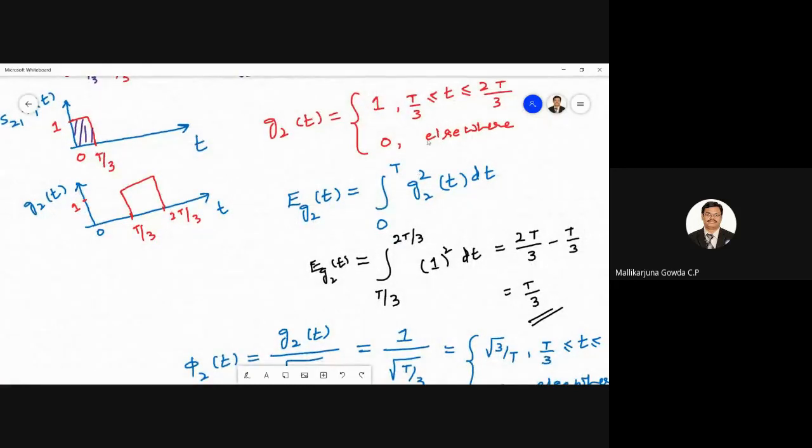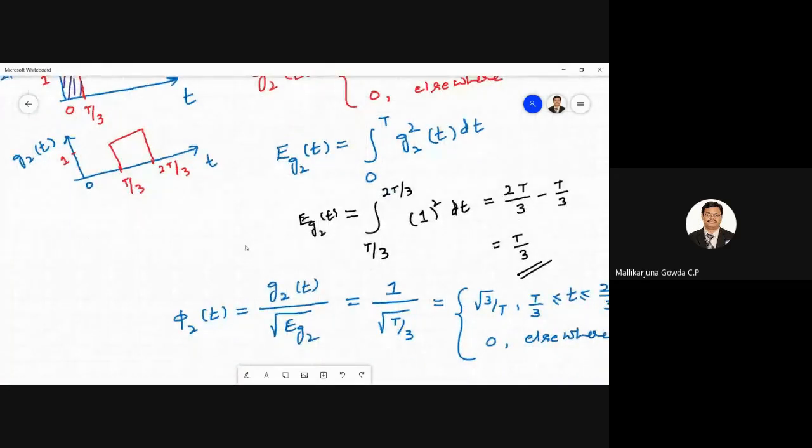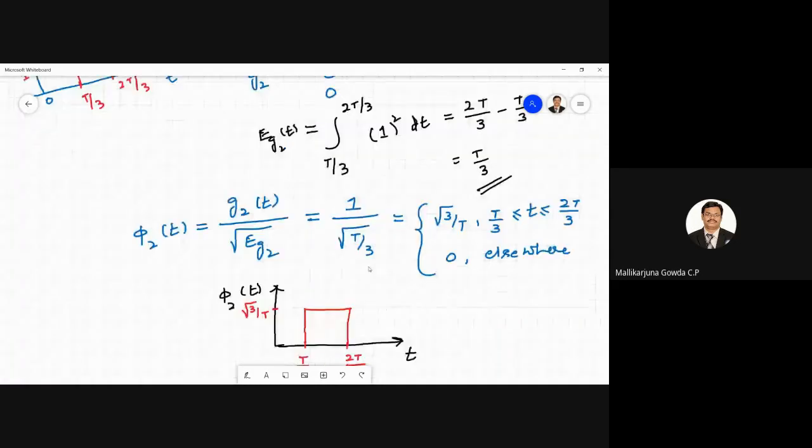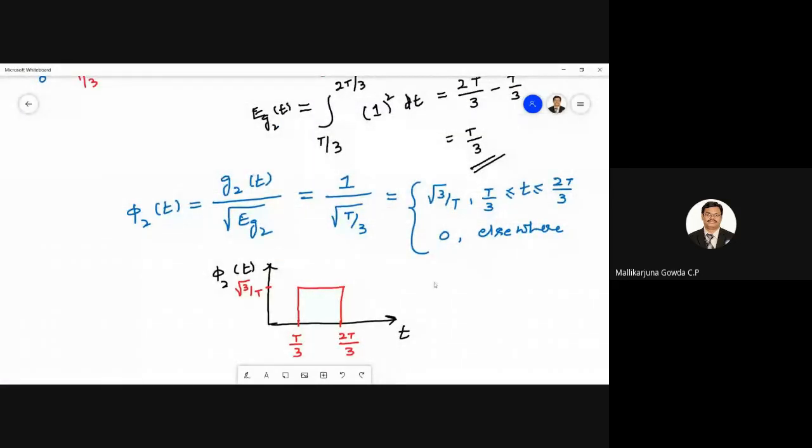Here I need to substitute limits for g2(t) because it exists from T/3 to 2T/3. Hence I have taken the integral limits as T/3 to 2T/3. With that I got the energy of the signal g2(t) as T/3, right? After finding the energy, I can substitute in the equation for φ2(t), which is g2(t) divided by the root of the energy of the signal g2(t), which is 1 by root of T/3, which can be written as root of 3/T. Over what interval? The interval T/3 to 2T/3, and I represented that graphically. Always you need to represent all these things graphically.